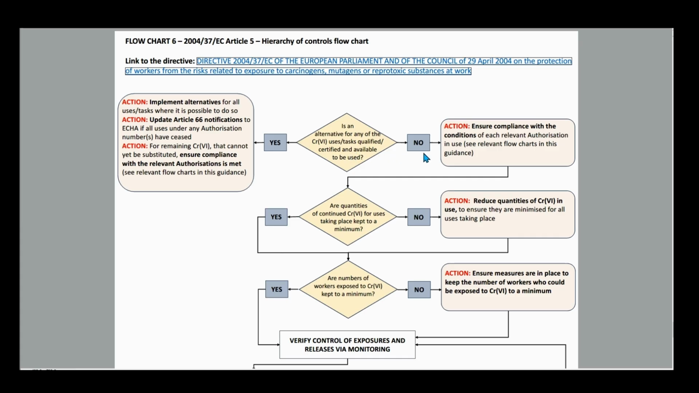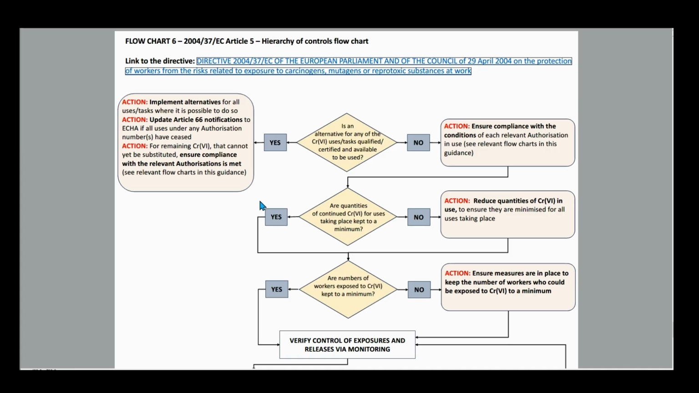If there is no alternative, you must also ensure that you comply with all the requirements set out in the granted authorization and proceed to the second question. The second question asks whether the quantities of hexavalent chromium substances used are kept to a minimum. If this is not the case, you need to take action to reduce the amounts of hexavalent chromium substances to a minimum for all uses taking place. No action is required if the quantity is already at a minimum.